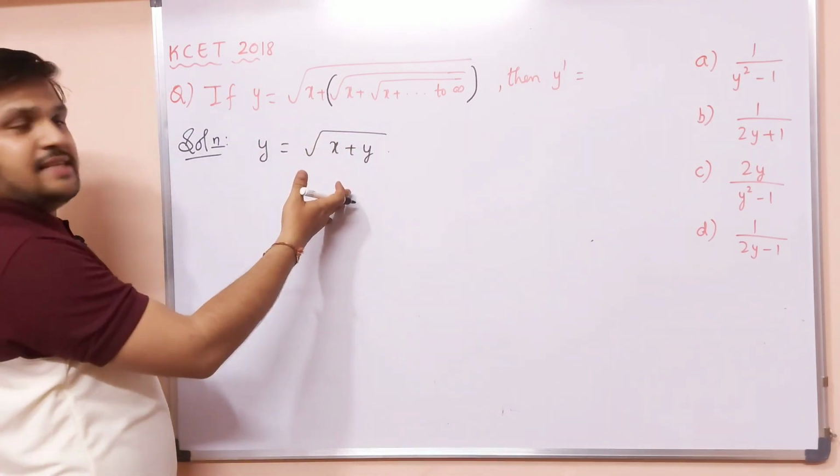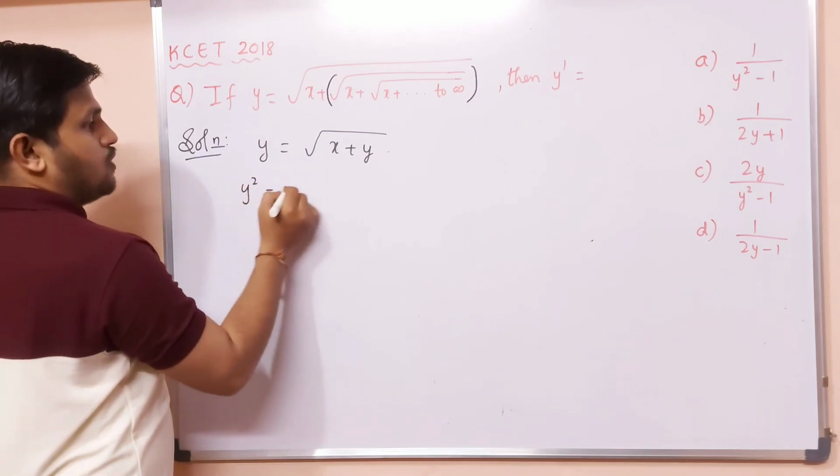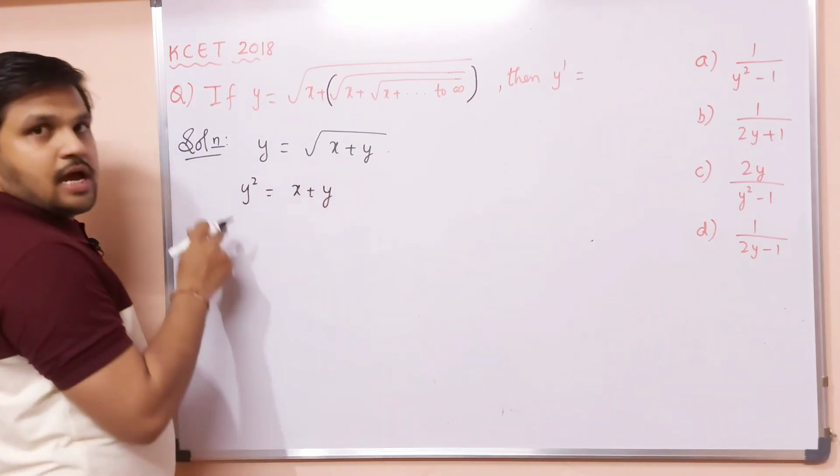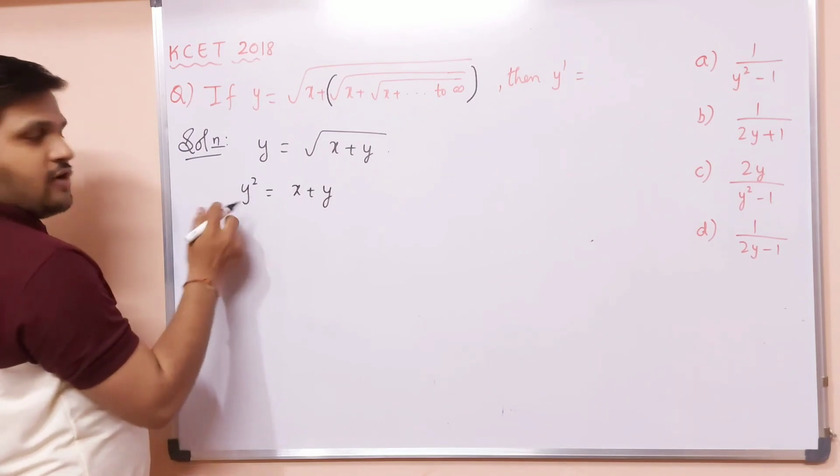Okay, so now it is quite an easier one, squaring on both the sides, y square is equal to x plus y. Now differentiate this, what is the derivative of y square?